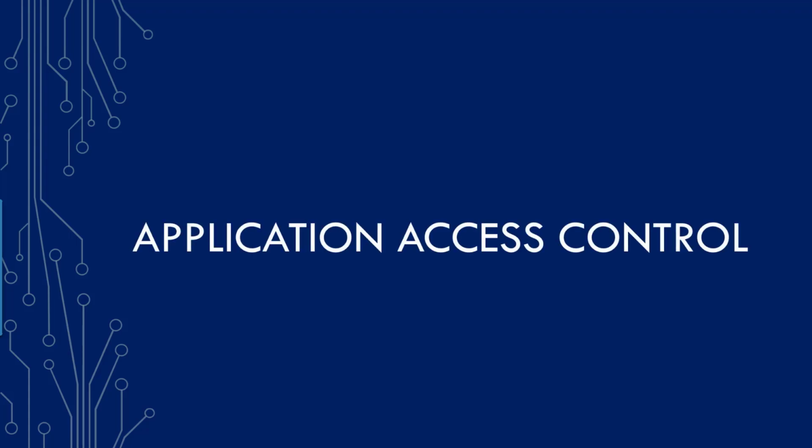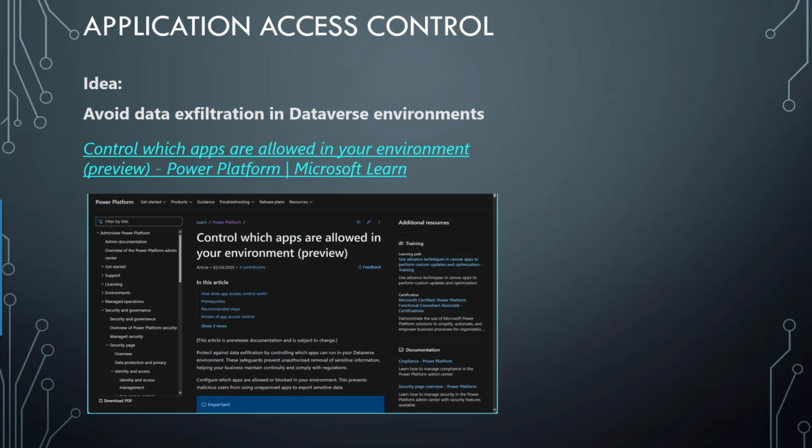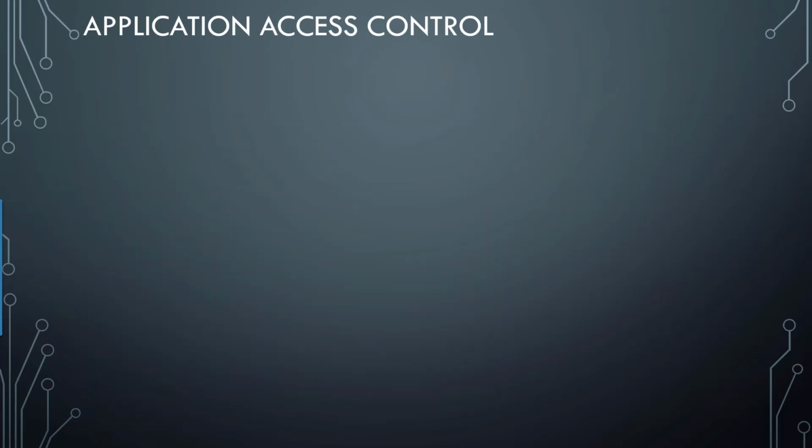Today I want to have a look at application access control. If you have not heard about it, there is an article available on Microsoft Learn and it says this tool helps you to avoid exfiltration of data in Dataverse environments. So you need a managed environment, you need a Dataverse, tables and records, then you can make use of this. But the question is, how does it actually work?